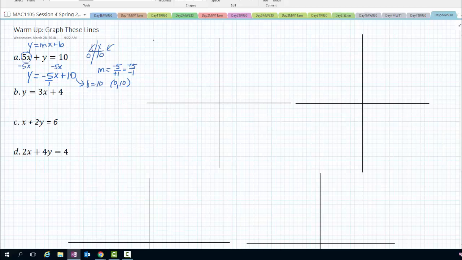All right, so I'm going to graph. This will be my part A graph here. I'm going to plot the point, my starting point, 0, 10. So 2, 4, 6, 8, 10.